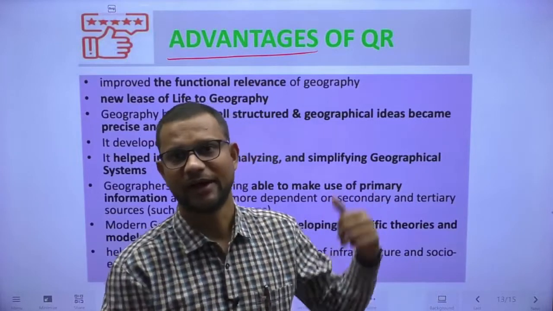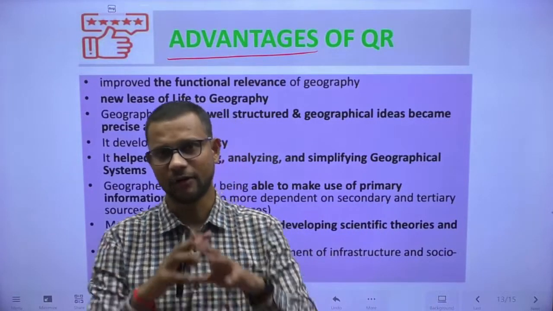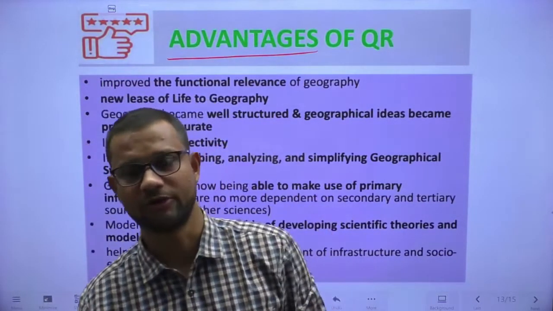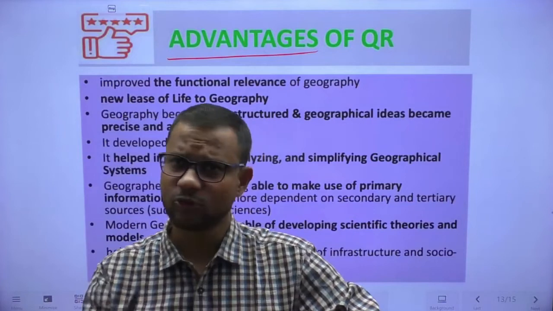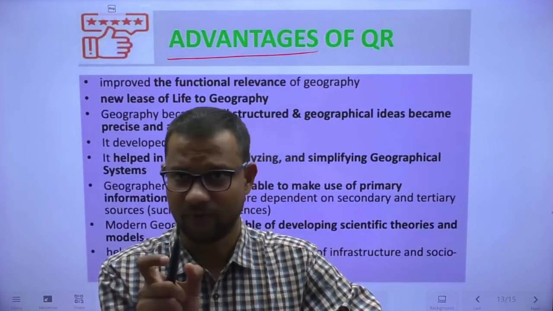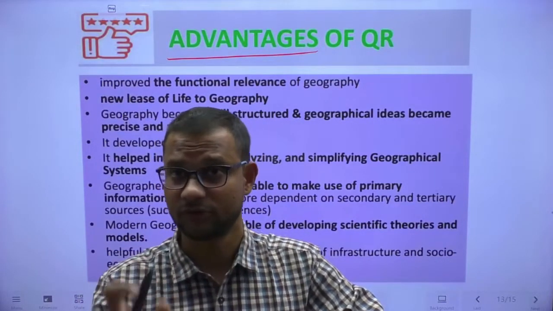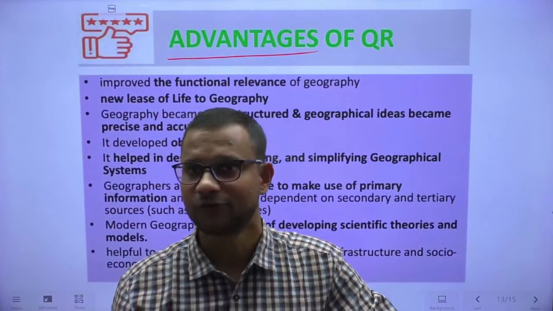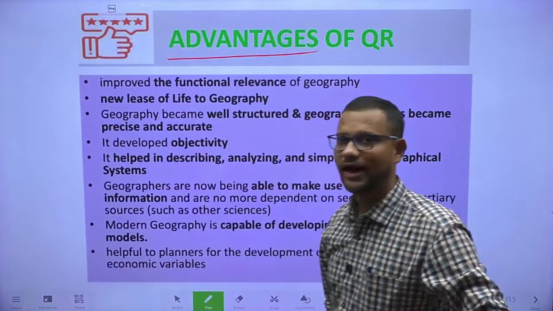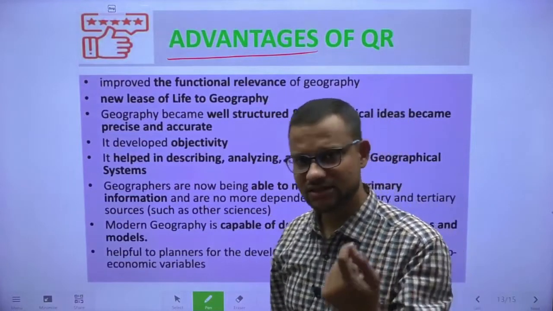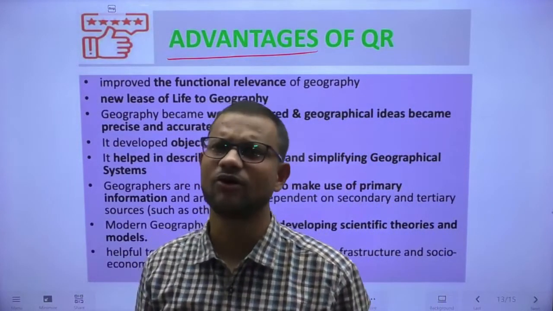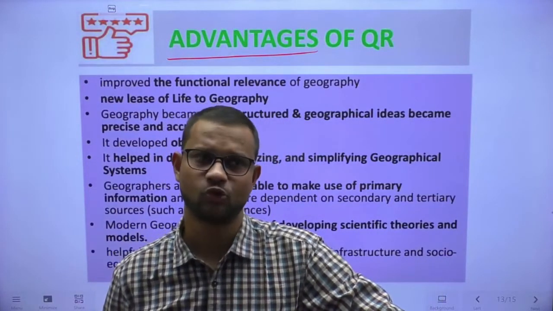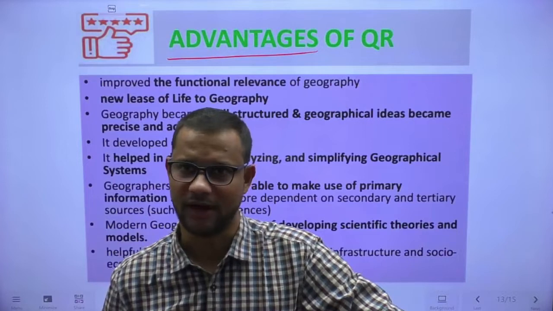Now the advantages and disadvantages. The whole discussion so far was about understanding the quantitative revolution. Now the question remains, what is the final utility of this subject? What is the final utility of this kind of drastic change in the overall nature of geography? So advantages, have a look at that. Yes, why not? Any change in any subject, or even in our life, helps us to learn something. Why not, right?